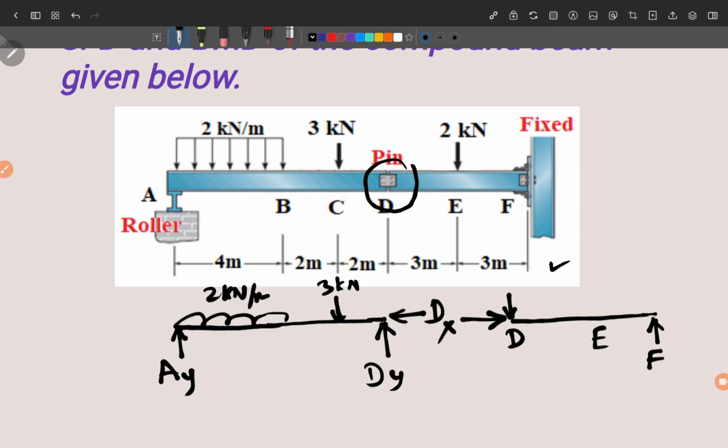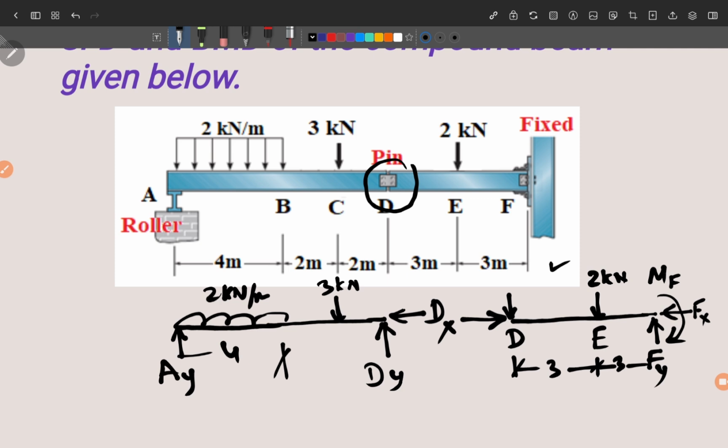Now at F, as you know, there is fixed support, so fixed support will have three reactions, one vertical, one horizontal, and one moment. So we have moment at F, and there will be a horizontal force Fx, and Fy will be vertical, and there is a load of 2 kilonewton here at point E. The distances are 3 here and 3 for this part, and here also you have these distances, 4 meter, this is 2 meter, and this is 2 meter.